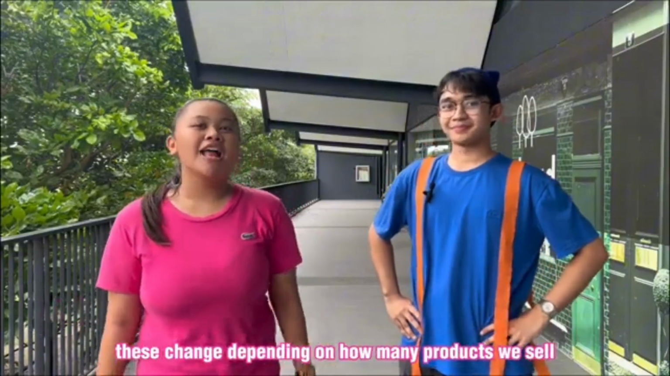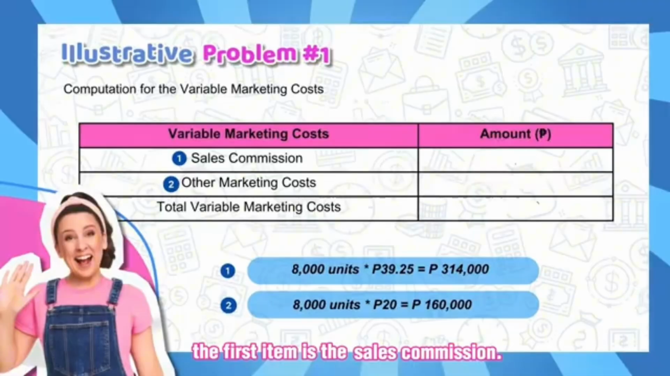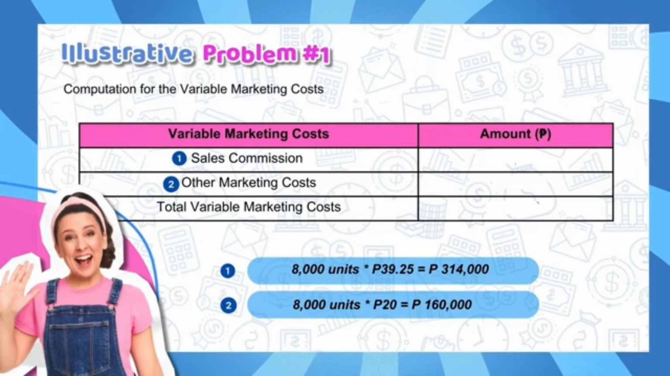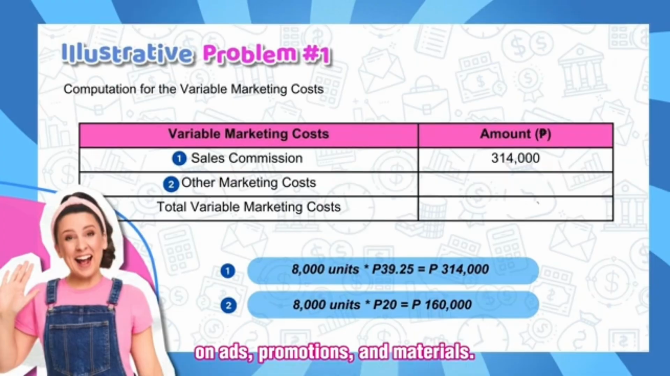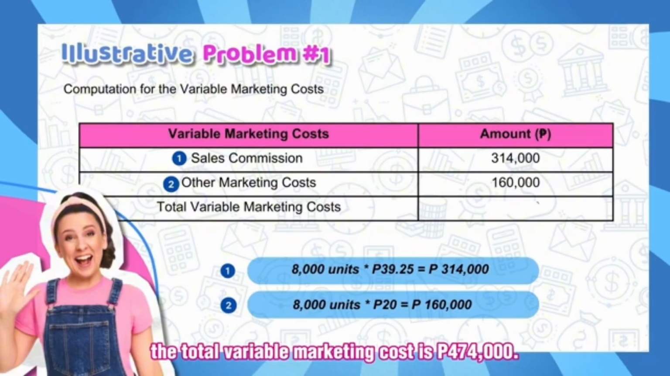These change depending on how many products we sell. The first item is the sales commission. Every time we sell something, we give commissions to our sales team. Since we plan to sell 8,000 units, we need 314,000 for this. Other marketing costs are spent on ads, promotions, and materials. That's another 160,000. So, when we add them up, the total variable marketing cost is 474,000.